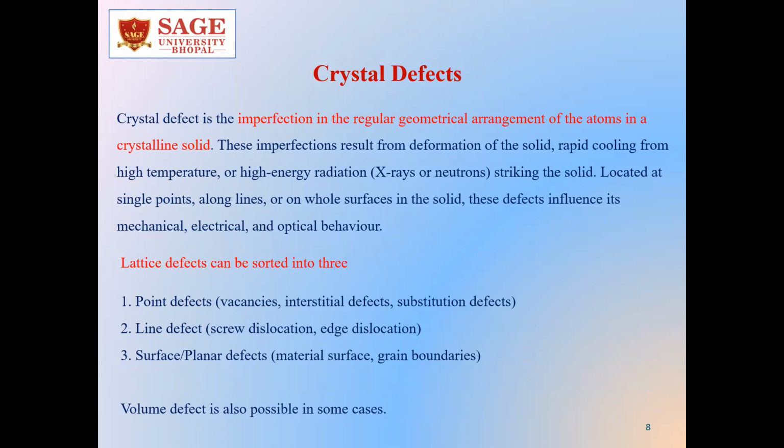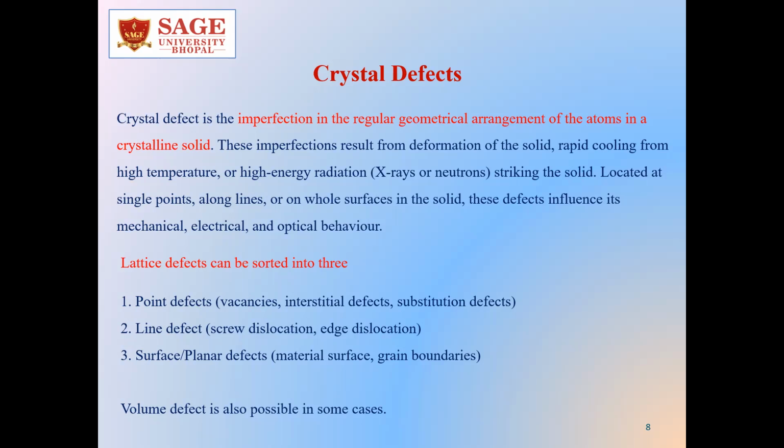Now, so far we have learned about crystal packing. While packing, some crystal defects also arise. A crystal defect is an imperfection in the regular geometrical arrangement of the atoms in a crystalline solid. These imperfections result from deformation of the solid, rapid cooling from high temperature, or high energy radiation striking the solid. Located at single points, along lines, or on whole surfaces in the solid, these defects influence its mechanical, electrical, as well as optical behavior.